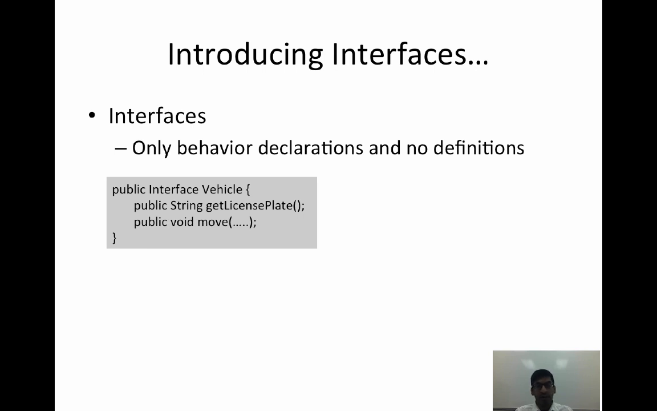In this case, for vehicle, the high-level behavior that we have defined is to have a license plate and the ability to move. I use an interface here because an interface is very similar to a class, but I'm not actually defining what happens when you call the get license plate method. All that I'm saying is a vehicle should have these properties. I'm not really telling what these properties are. This is why I use an interface here, to just tell what behaviors my entity should have.